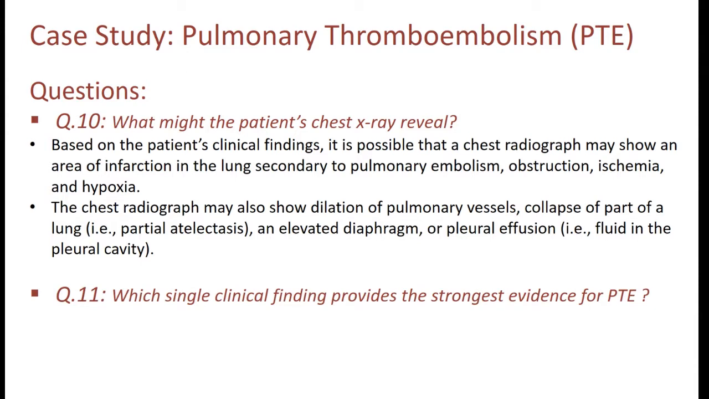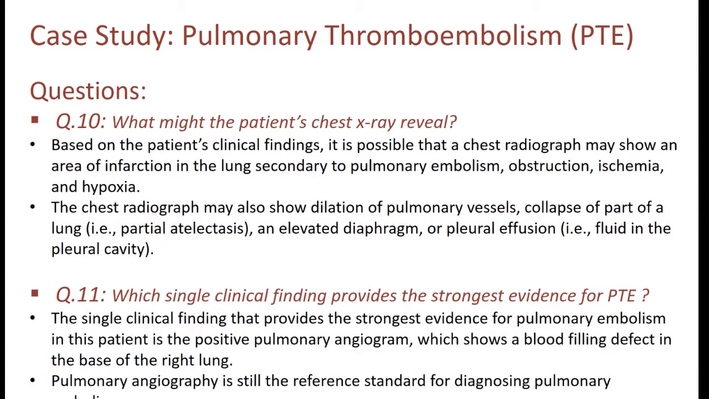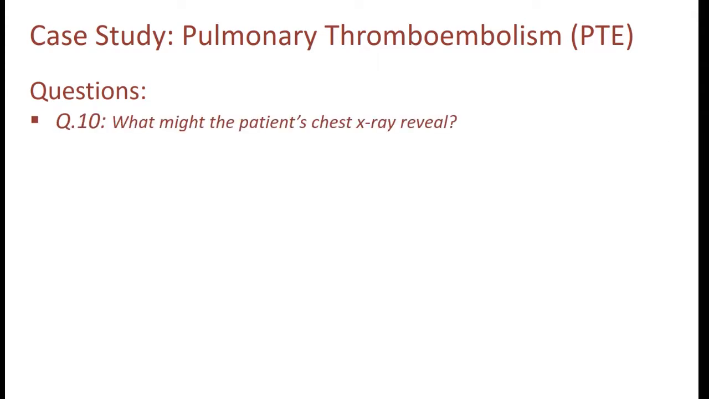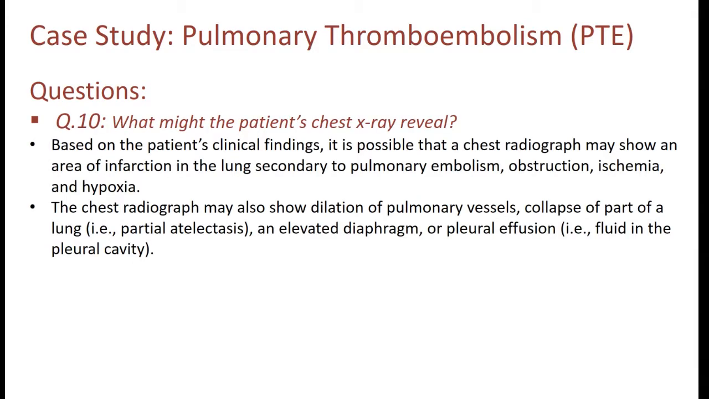Which single clinical finding provides the strongest evidence for pulmonary embolism? If you just want to pick one clinical finding, it's going to be what? It is the most accurate test. The most accurate test is positive pulmonary angiogram. But don't forget, it carries a mortality rate of 0.5%, which could be too much for you. What might the patient's chest X-ray reveal? I think I answered that before. But here is a good chance to emphasize that the commonest finding is a normal chest X-ray.